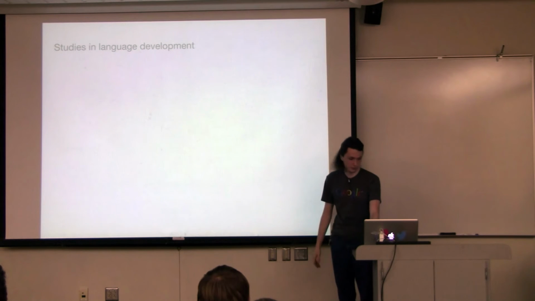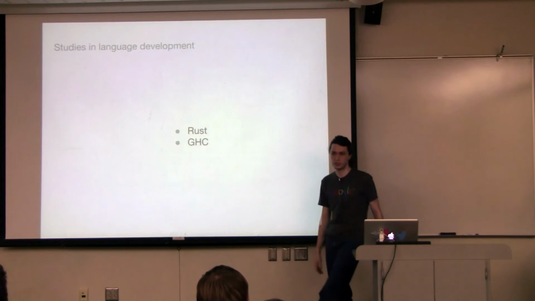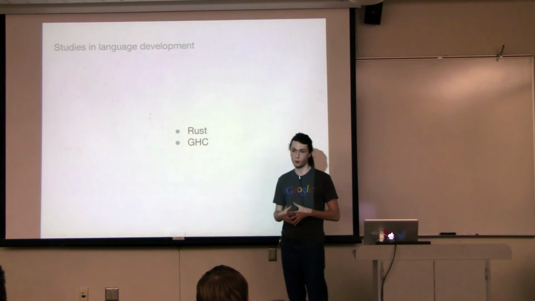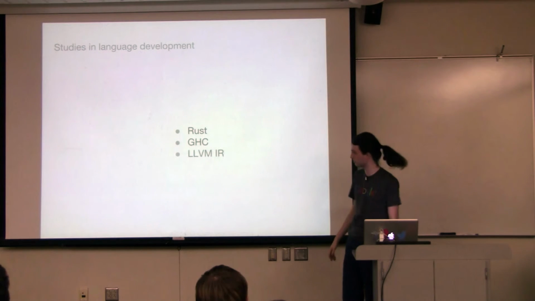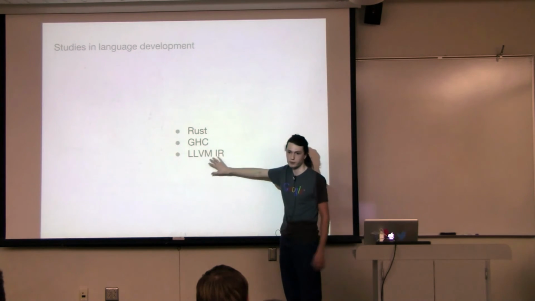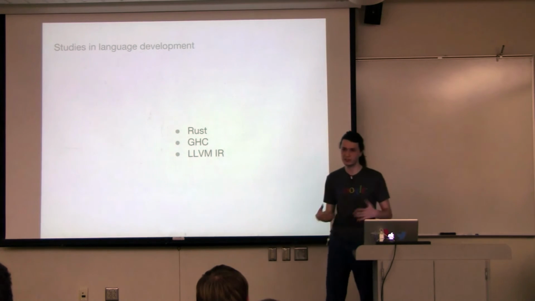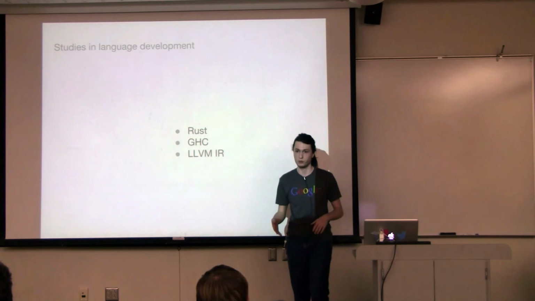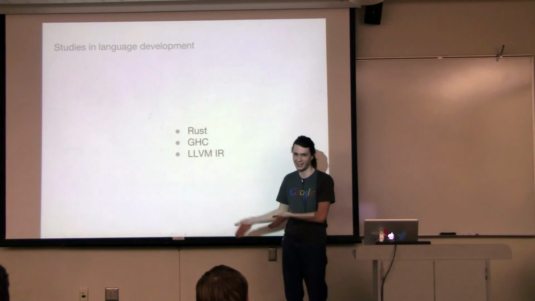For instance, studies in language development. So I talked about Rust a little bit. GHC is a Haskell front end that has actually been ported to run on the LLVM backend. And so that's very interesting. And this is something curious. The LLVM IR is actually its own proper language, much like the way Java bytecode is its own language as well. So we're starting to see languages that are embedded inside languages or get turned into from languages that run on top of other things that run that language.